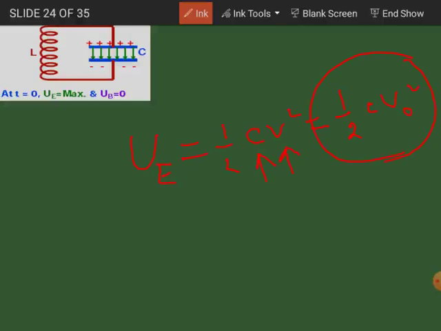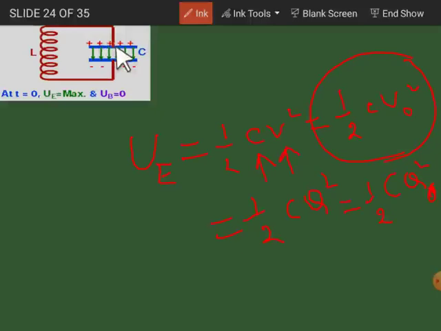Or you can also express this in terms of the charge stored on the parallel plates of the capacitor. If that instantaneous charge is denoted by Q, then it will be half Q square over C, and its maximum or peak value of the potential energy, we may call UE max, will be equal to half Q naught square over C, where Q naught is the total charge that is stored at the very beginning of this process on the plate of the capacitor.